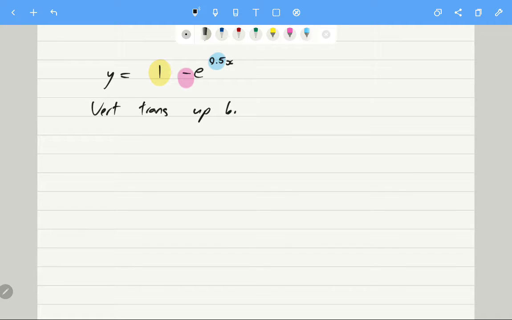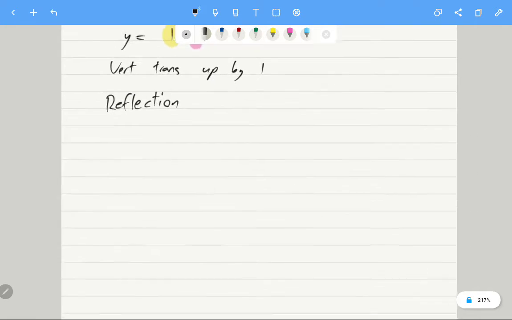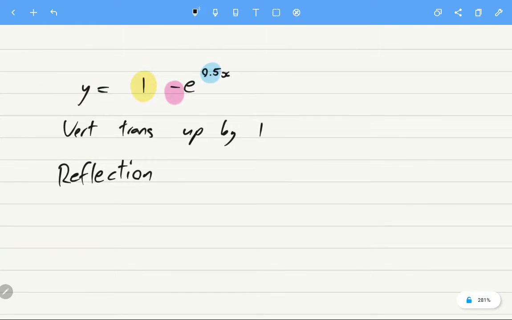Up by 1. We've got a minus. That is going to be a reflection of some sort. So this minus e to the x, well, that is a reflection. Question is, is it an x-axis reflection or a y-axis reflection? And in this case, it is an x-axis. Why? Because it is affecting the whole function, not just x. When x gets minused, that is a y-axis reflection. When the whole thing gets reflected, it is an x-axis reflection.